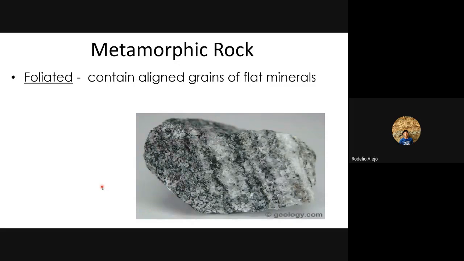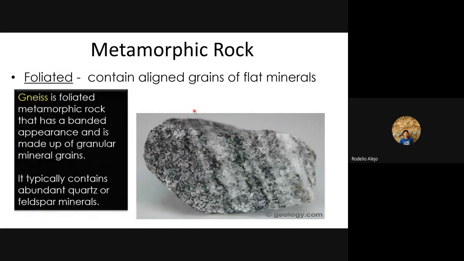So it contains aligned grains of flat minerals. As you can see here, there is an alignment of white and black layers, which is different in composition. So that rock can now be identified as a foliated metamorphic rock. So once na yung ating rocks, like for example, an igneous rock undergoes metamorphism, the more na tumatagal yung metamorphism process niya, the more na nagiging foliated yung rocks natin. Okay, an example of a foliated metamorphic rock is gneiss. It is a foliated metamorphic rock that has a banded appearance and is made up of granular mineral grains. So it typically contains abundant quartz or feldspar minerals.